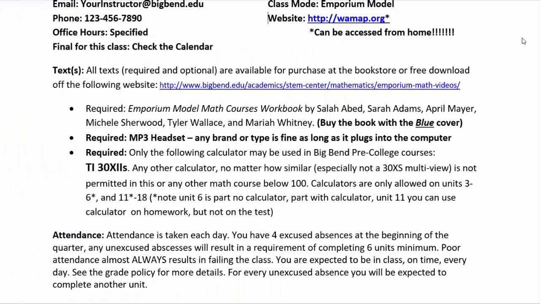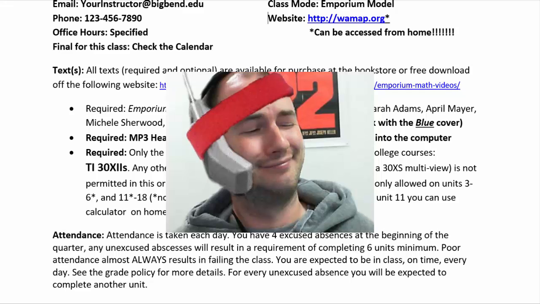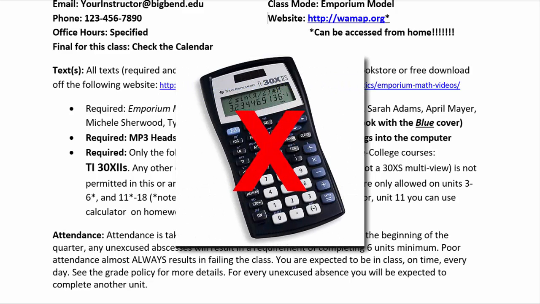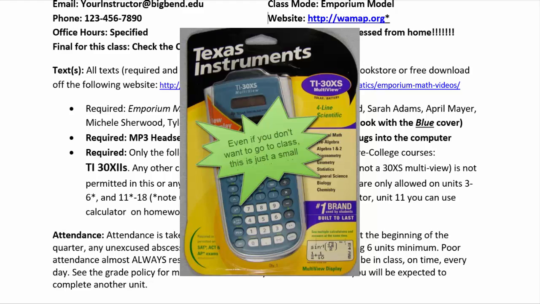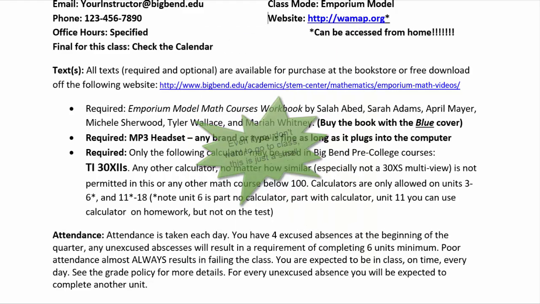You're also required to bring your own MP3 headset. We do have a few loaner headsets, but they're kind of old, so I'd recommend you bring your own. A calculator is required for this course. You can check them out in the STEM Center, but it's always a good idea to have your own. That way you don't have to check it out every day. If you don't have this calculator, you're not supposed to be bringing a multi-view or a graphing calculator or any other type of calculator in.